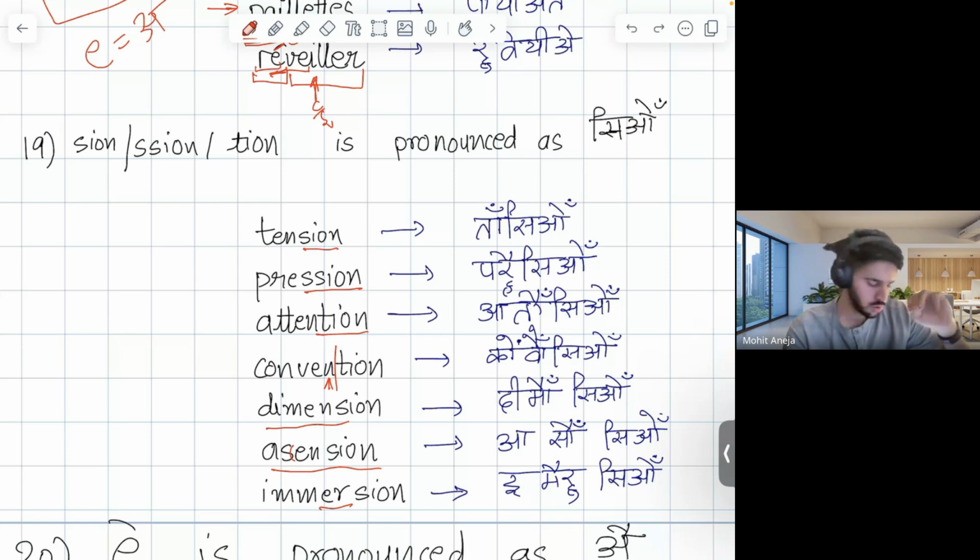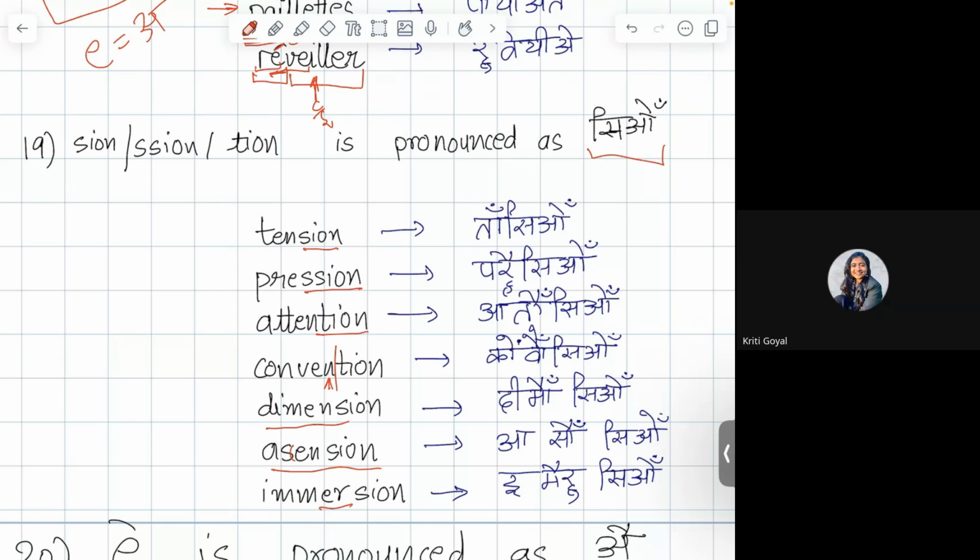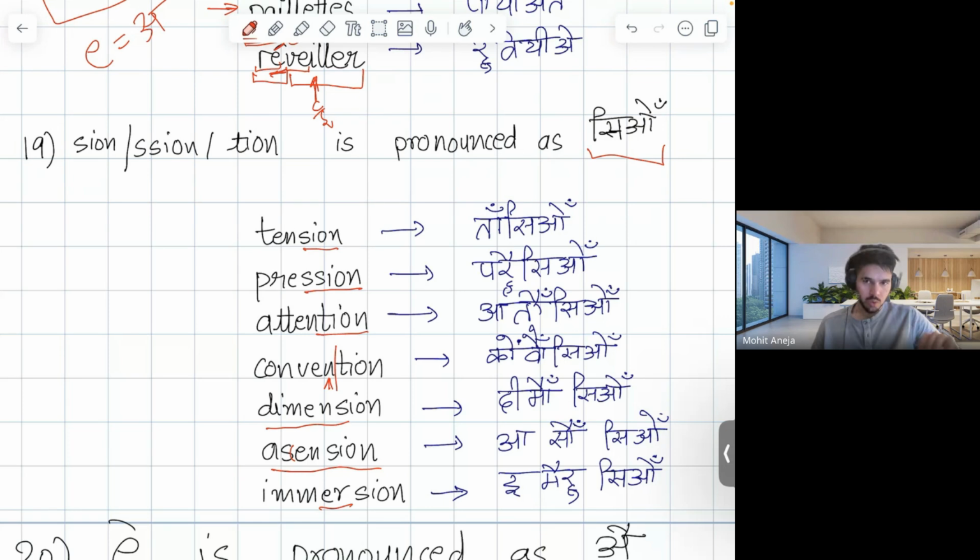Can someone tell this sound to me? What is this sound? Preeti, please. What is the sound we're going to make? Sion. Yes, it's Sion. There you go. Desika, can you please say this sound to me? Sion. Yes, that's correct. Hussein, please say this. Sion. Yes, very good.